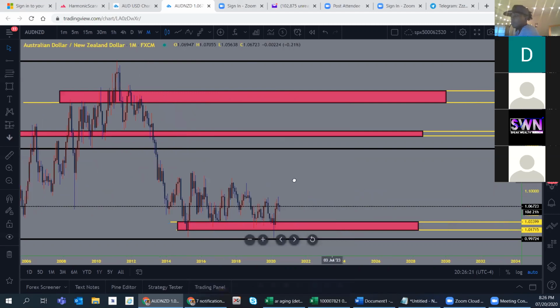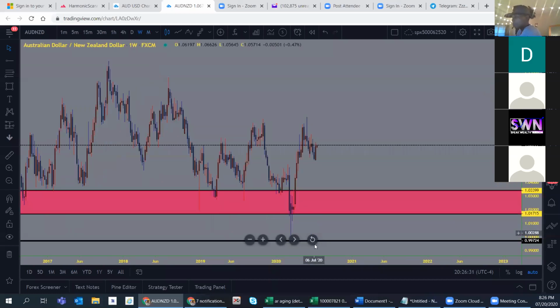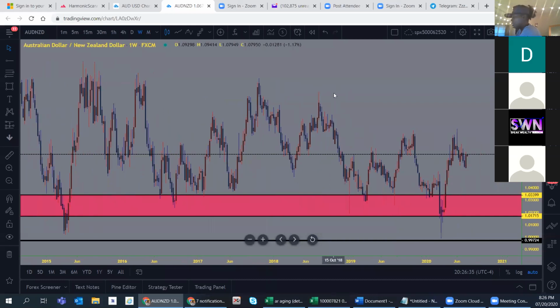Okay. So we kind of got all the zones, right? Top, middle. So next thing I do, I just go to weekly and just look at how price has been respected just from that engulfing zone we drew up.